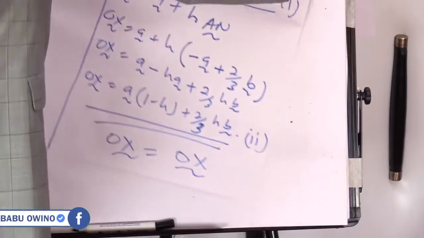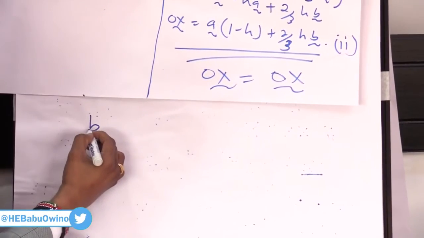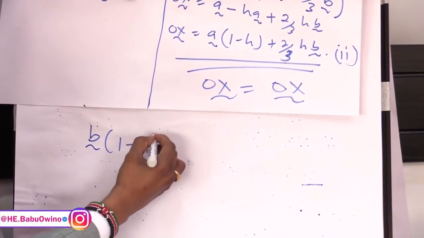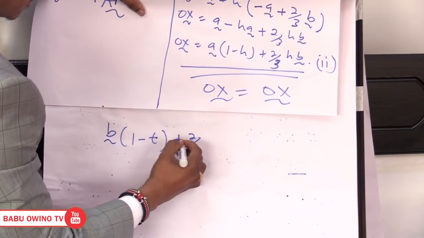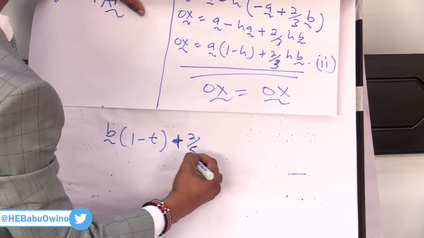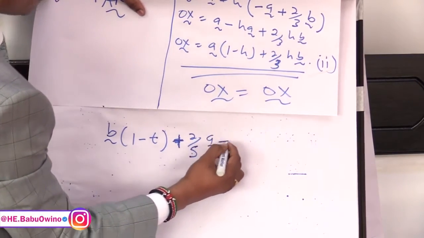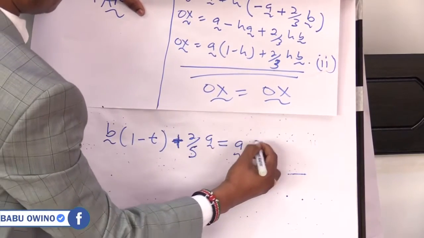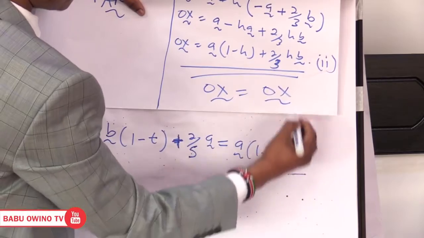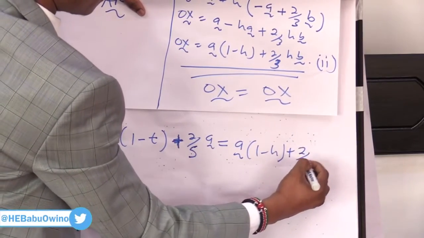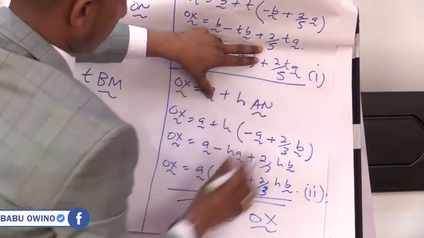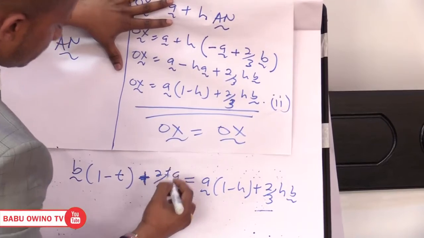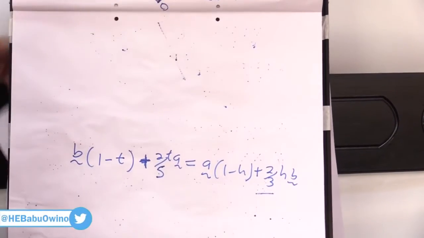What do we get here? This OX, which is B into 1 minus T, plus 2 over 5 of TA, equals this OX, which is A into 1 minus H plus 2 over 3 HB. So when you have that, you equate them.